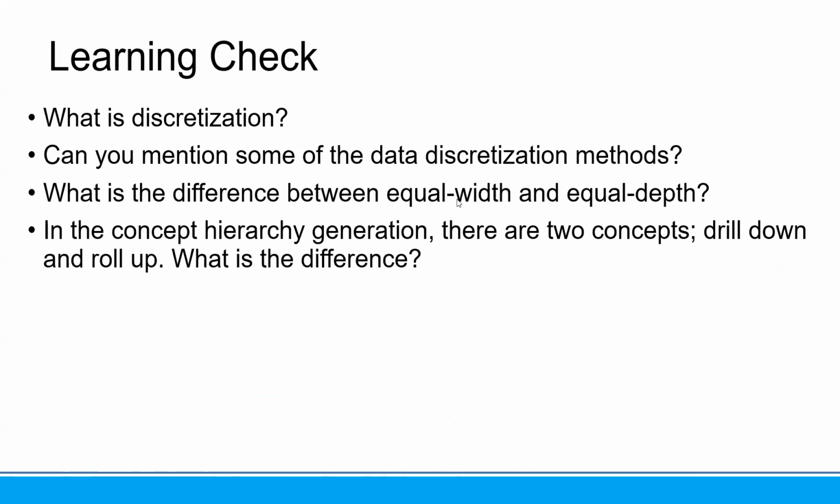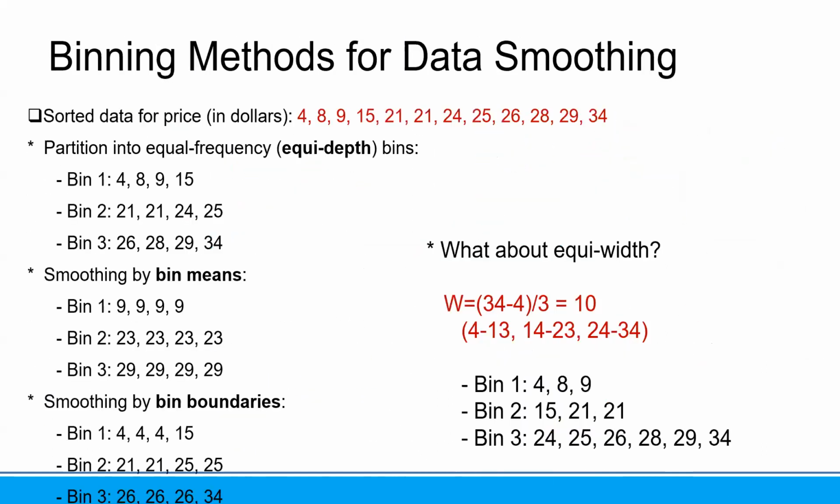What is the difference between equal width and equal depth? In equal width, we separate by the width. For example, if I want to have 3 intervals, then the intervals are based on the maximum and the minimum divided by the number n. If it is equal depth, then we get the values based on the number of frequency.